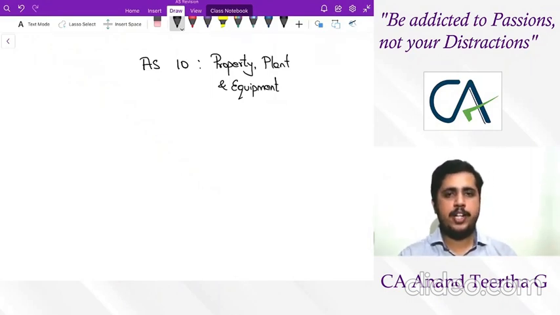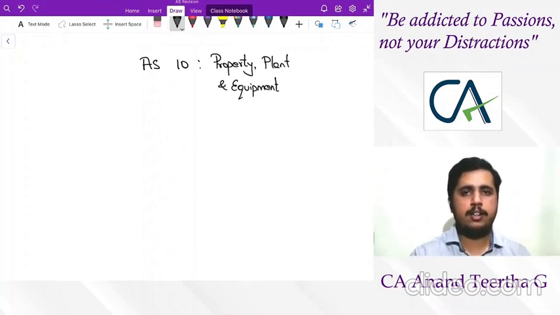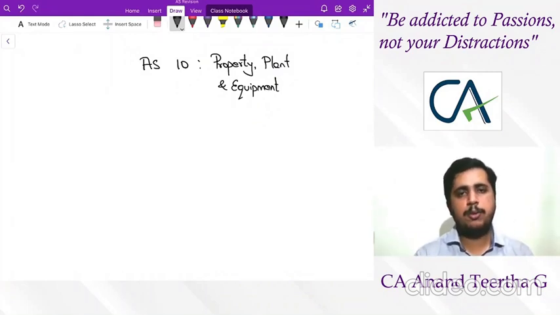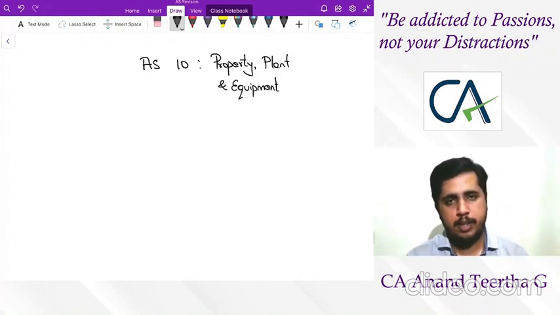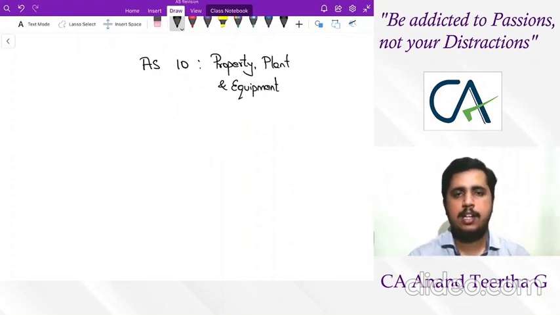Even from the explanation point of view, I have not considered it on a too vast basis, at the same time not too less. I have taken the moderate version of explanation so that even from the revision point of view, it would be better for you to understand them. Now, coming to the point of AS10, it talks about property, plant and equipment. Before this, AS10 in the old version used to be called fixed asset, but now after the revision, it has become property, plant and equipment.